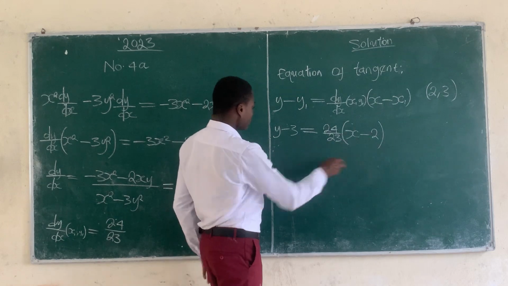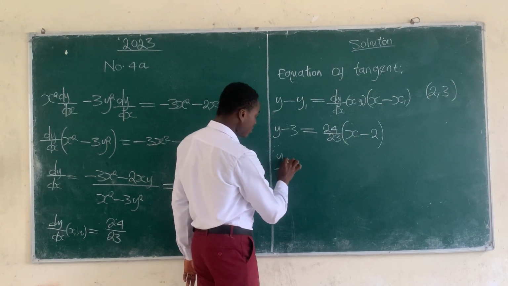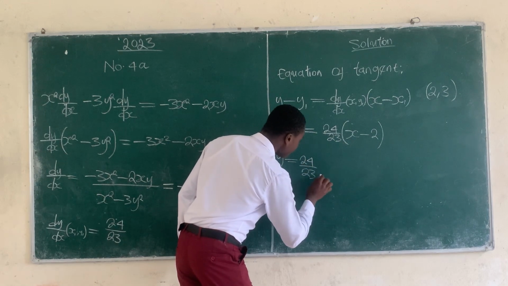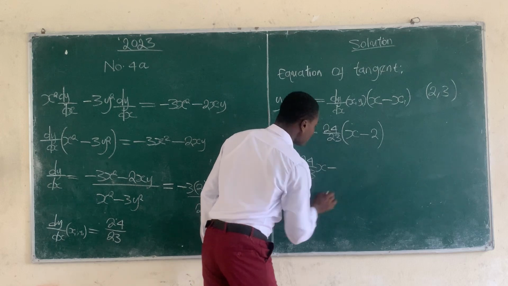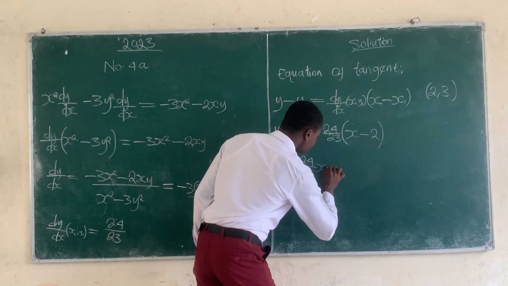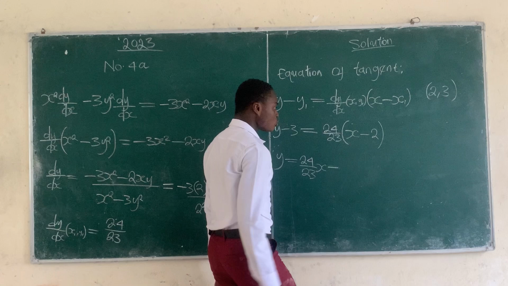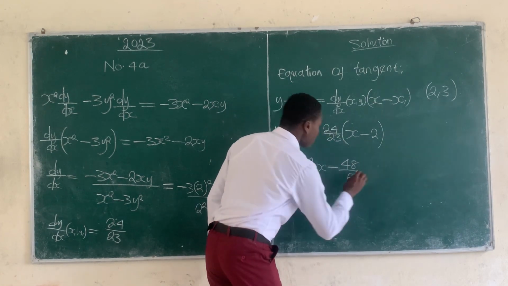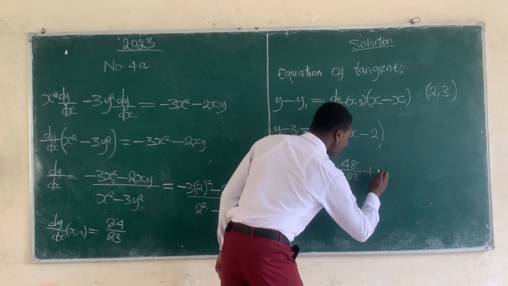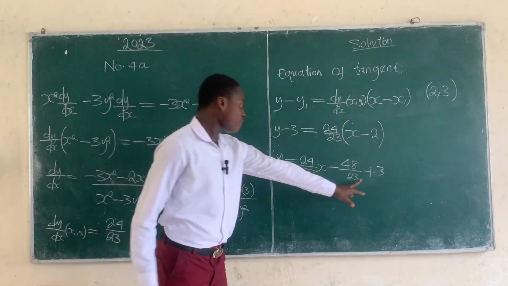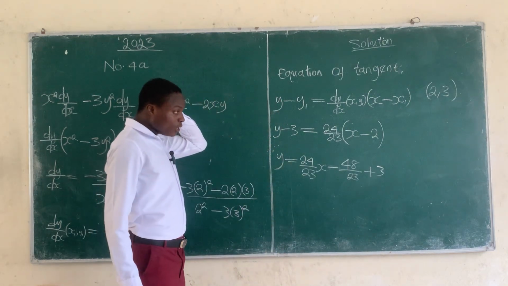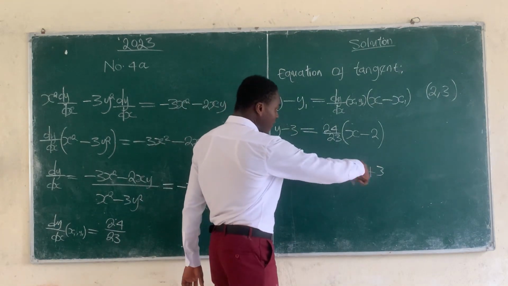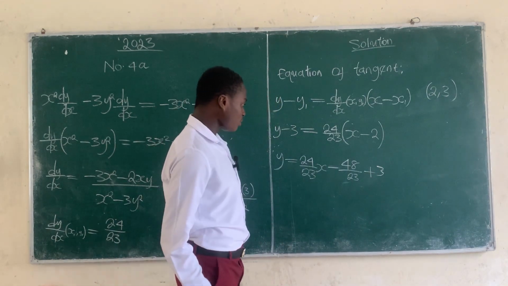So we can send 3 to the other side. We have y equal to 24 over 23x minus 24 over 23 times 2, which will give us 48 over 23, plus 3. So we can evaluate this and find our equation of tangent. So let's simplify what we have here to find our equation of tangent.